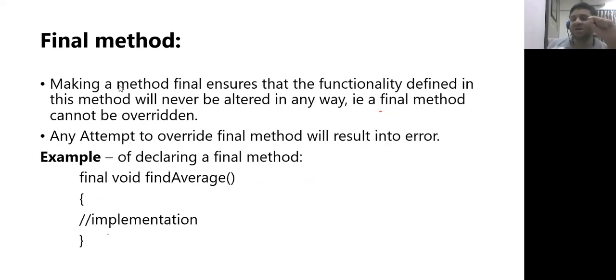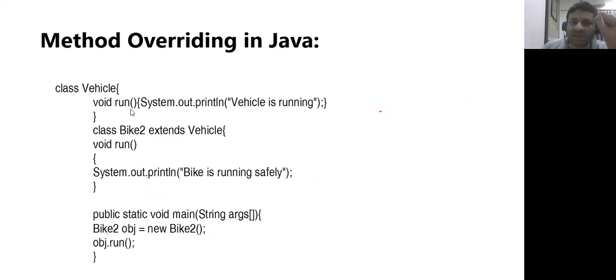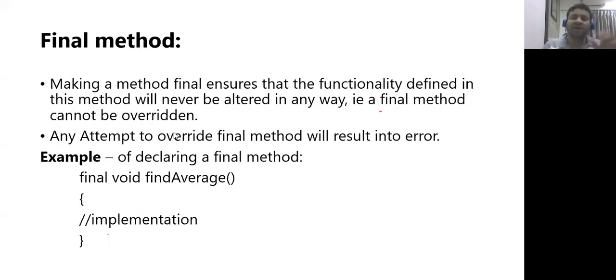Now final method. In the last example of overriding, what have we seen? Here class vehicle was having a run method. Class bike 2 extends vehicle and overrides the method run. Because it was allowed, the derived class can override the method of the base class. Now suppose you don't want this to happen. So you can declare the method as final. Making a method final ensures that the functionality defined in this method will never be altered.